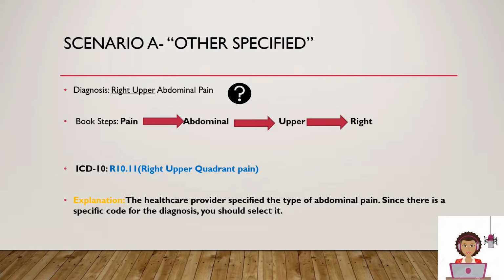Hopefully, if you follow those steps, it should get you to ICD-10 code R10.11, which represents the right upper quadrant pain. So we're assigning that ICD-10 code because, again, the doctor did specify that the abdominal pain was in the right upper quadrant. Okay, so in the explanation, the healthcare provider did specify the type of abdominal pain, and since there is a specific code in our ICD-10 book for that diagnosis, that should be the code that you select or assign for that particular encounter.